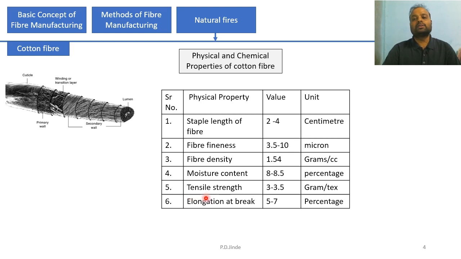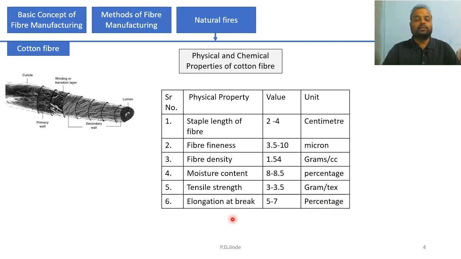Generally, fiber strength is measured in terms of tensile strength. Tensile strength is nothing but the longitudinal strength, and it is about 3 to 3.5 gram per tex, right? So this is the unit of a tensile strength, which is around 3 to 3.5 gram per tex. Elongation at break is 5 to 7 percentage. Percentage of what? Percentage of the original length.